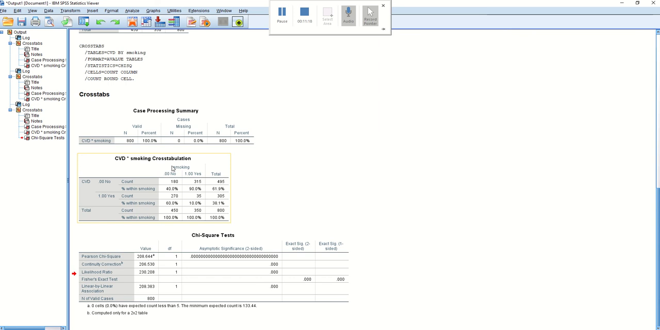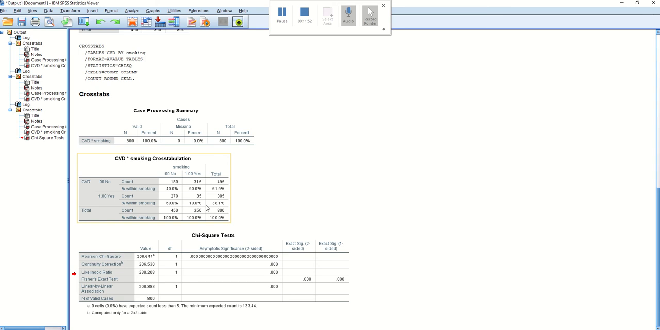If you look at the non-smokers, those that have CVD are 270, meaning 60% of the non-smokers have CVD, compared to the smokers, 35 out of 350, that's 10%. So 60% of the non-smokers have CVD compared to 10%. Obviously, something is wrong in this data set. And I think when I created this data set, I mistakenly put the zeros instead of the ones.